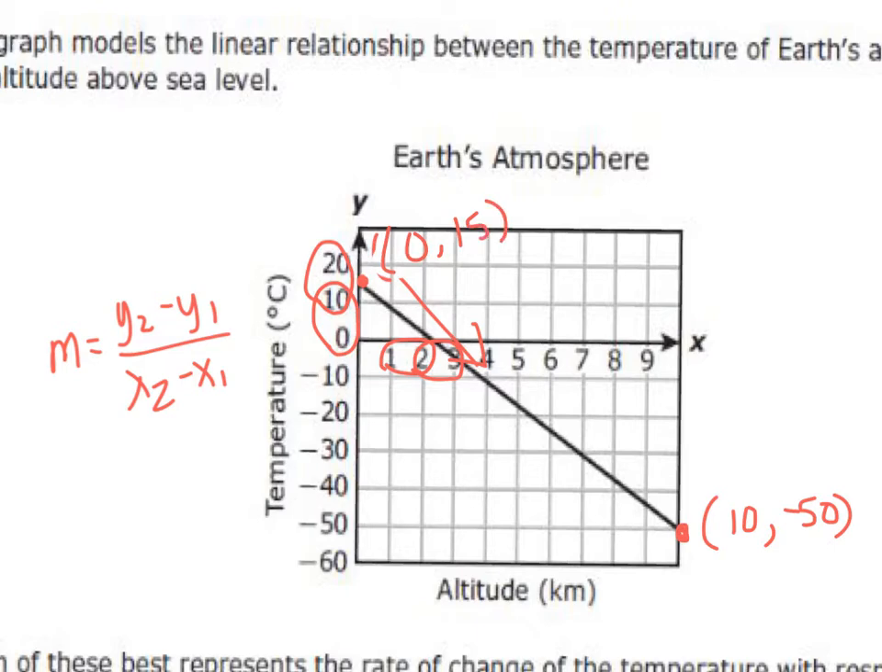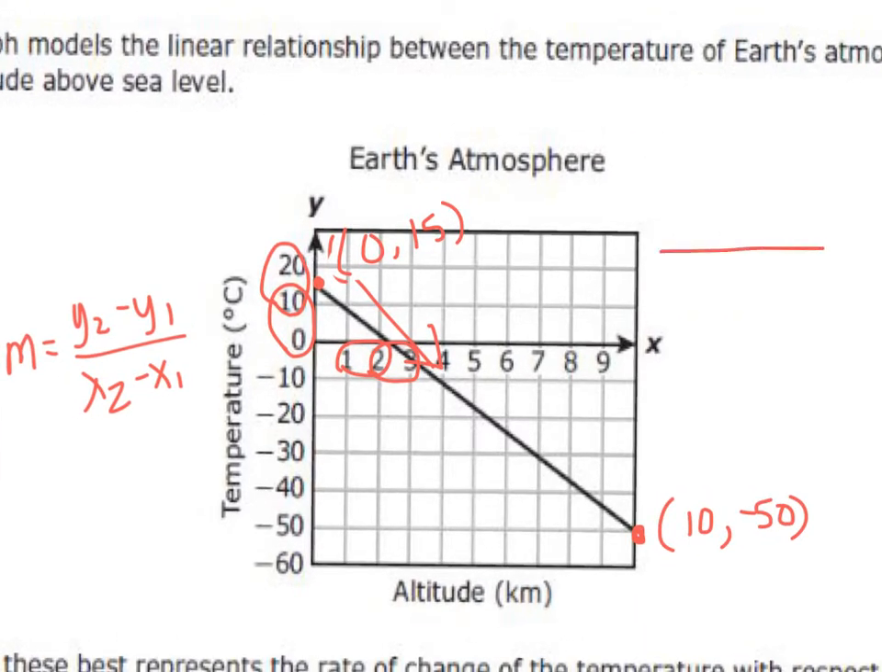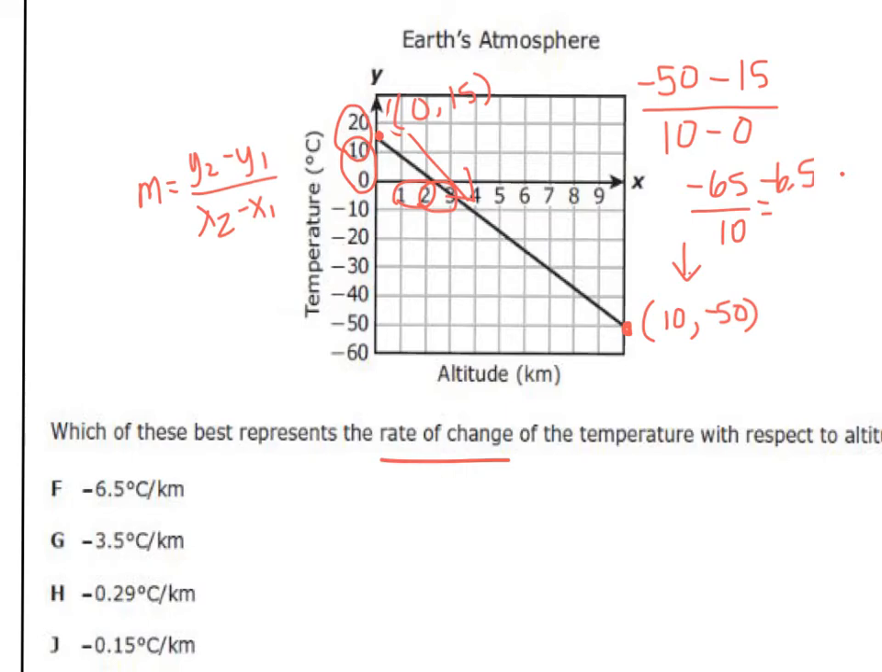So if we're going to use our slope formula, we would do our change in y. We can start with either y point, as long as we finish with that same point. So negative 50, so I'm starting with this point, minus the other y value, which is 15, over the same x value. I have to start with the bottom one, 10 minus the other x value, which is 0. And then whenever you solve that, you'll get negative 65 over 10, which simplifies to negative 6.5, which is our answer choice, letter F.